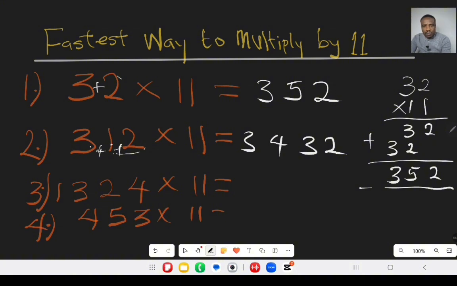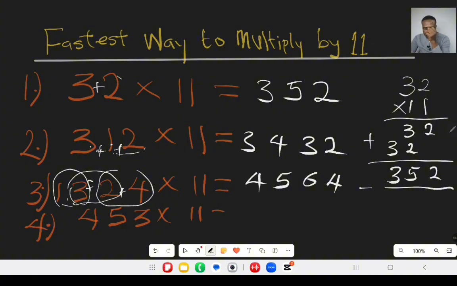Then we try it for this one, the 4 digits, write 4, 4 plus 2 gives us 6, then 2 plus 3 gives us 5, then 3 plus 1 gives us 4.